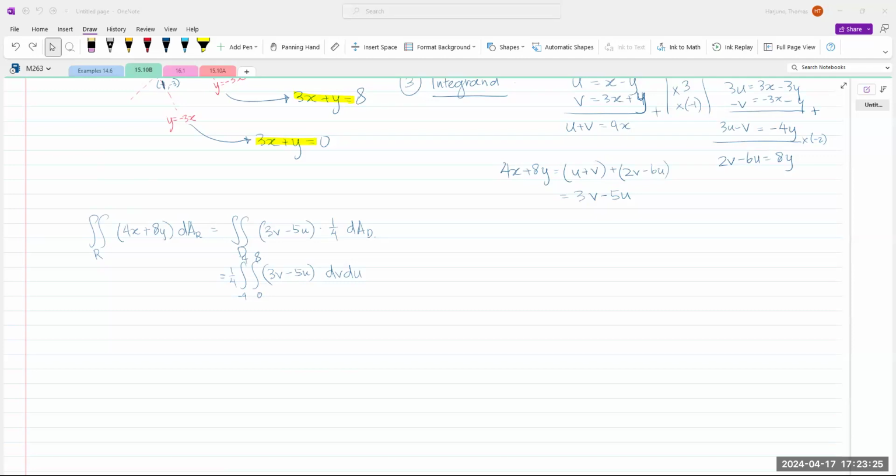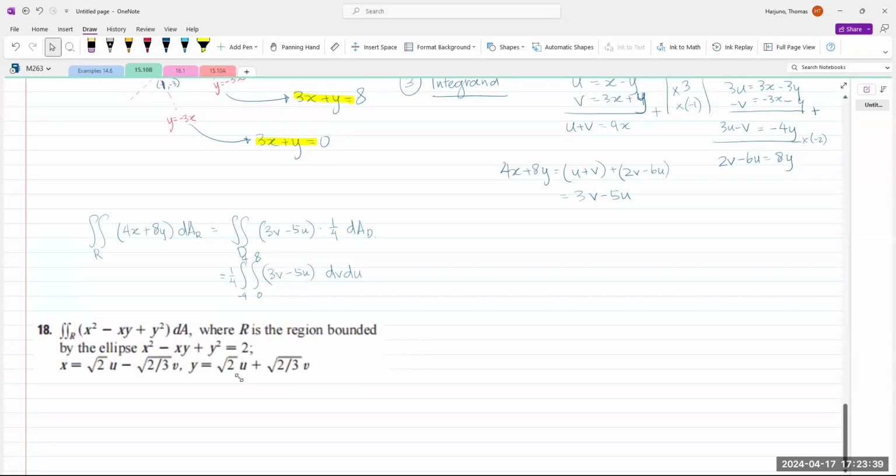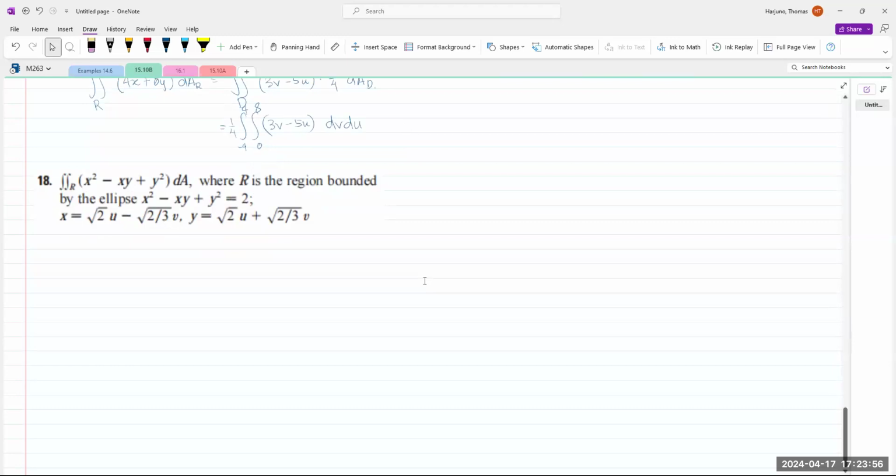Okay, now let's do more. You will see we have more and more interesting cases. Number 18, for example. You know what? I don't know what this R looks like. At least that helps us with the transformation T. I know this is an ellipse, they tell us it's an ellipse, but what that ellipse looks like, I don't know. I can try to sketch that though.